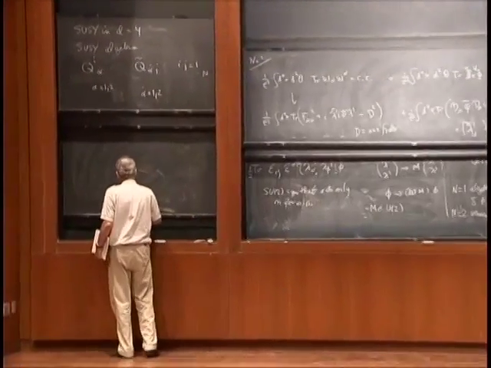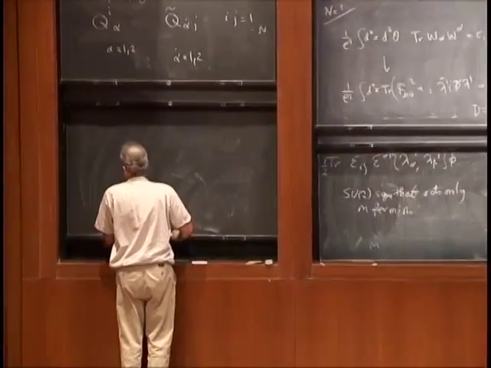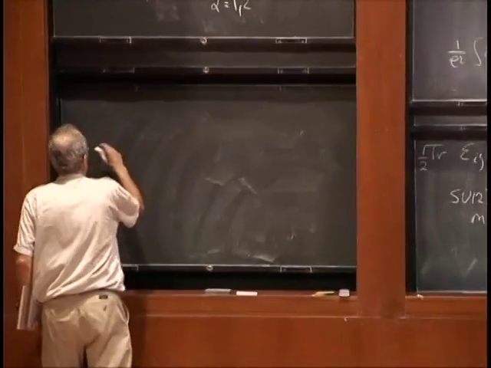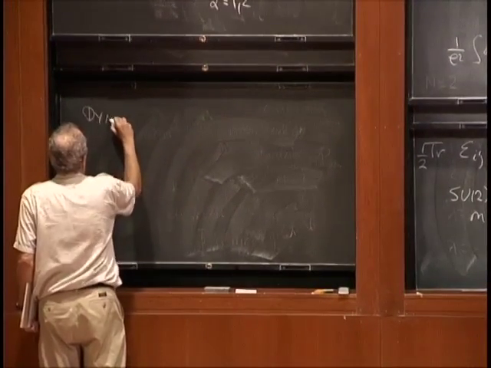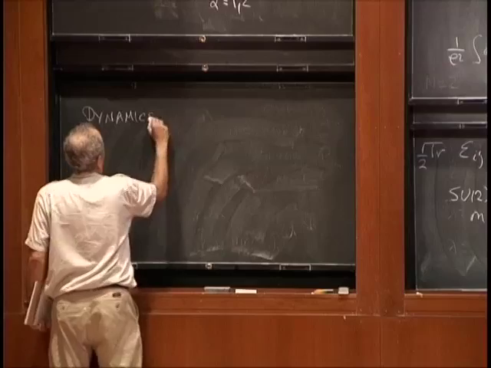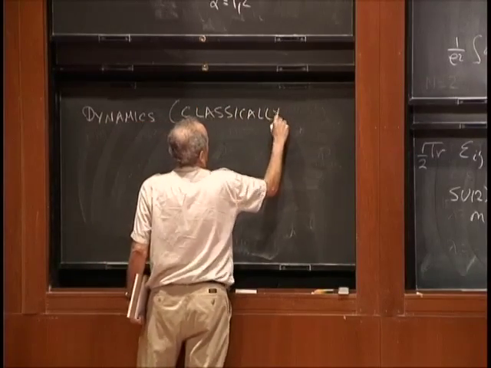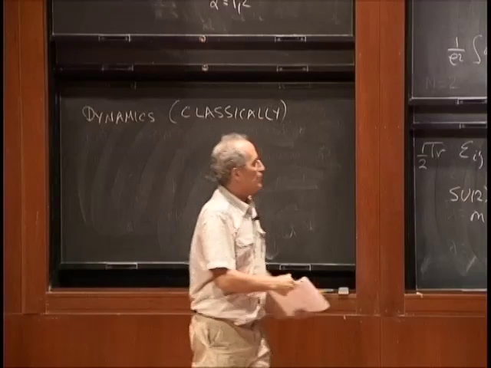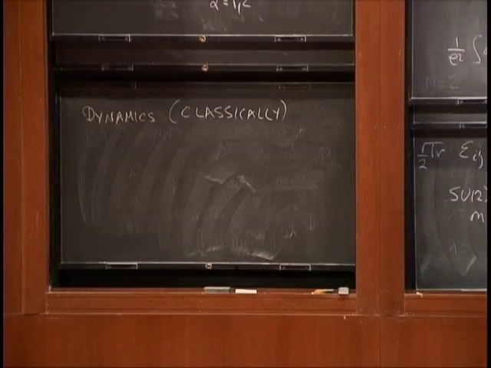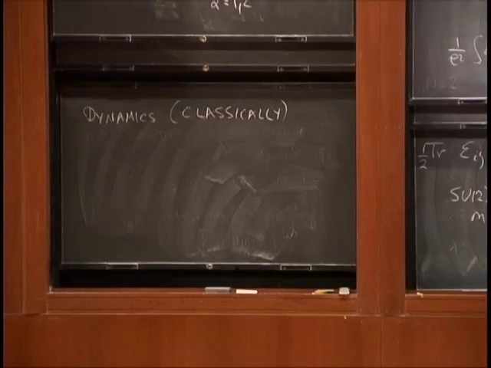Now we're going to say the most trivial thing about the dynamics of the theory, which we'll only look at classically for today. So we want to find the potential energy of the theory, which we find by integrating out the auxiliary field D.